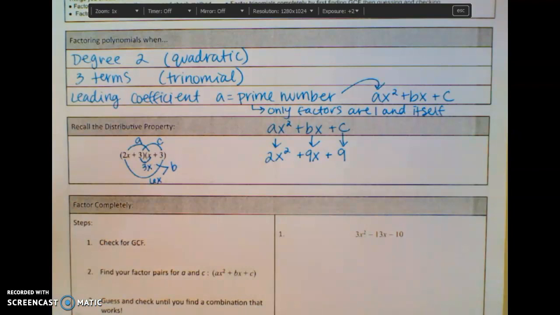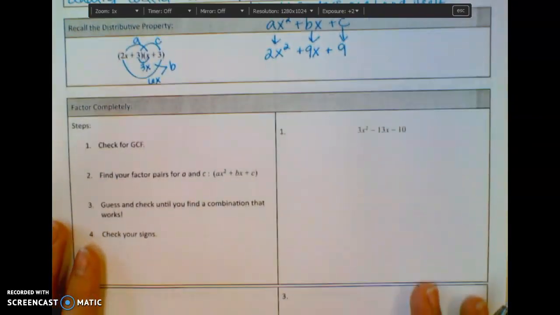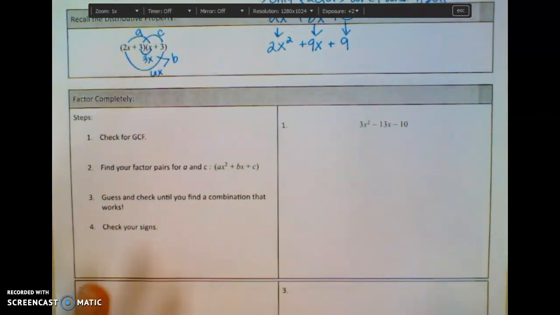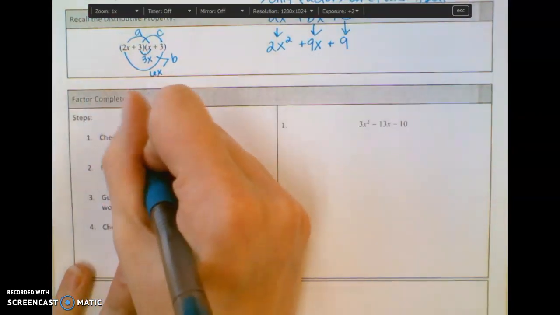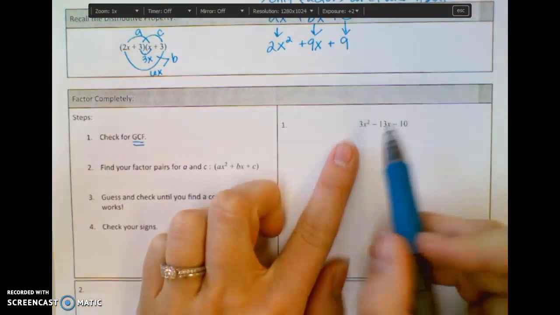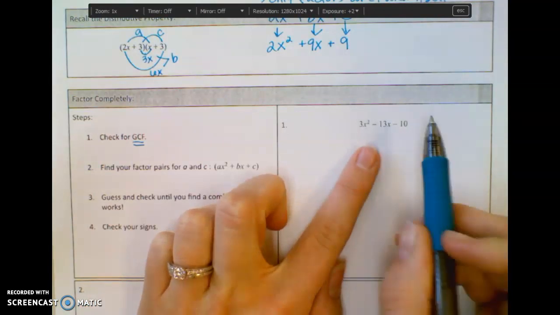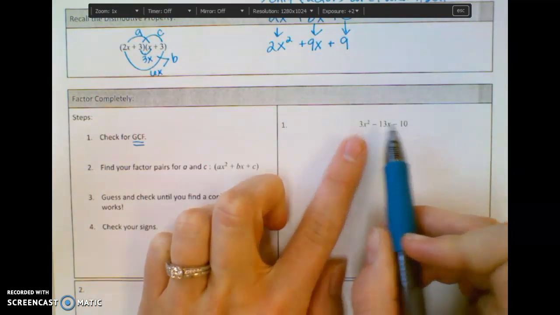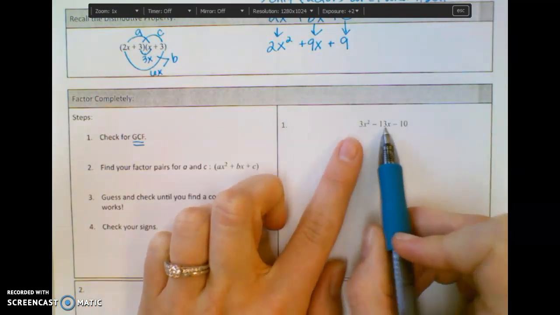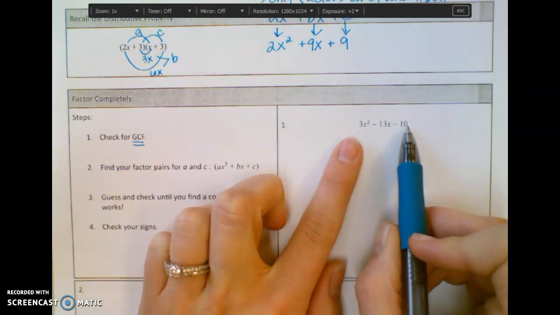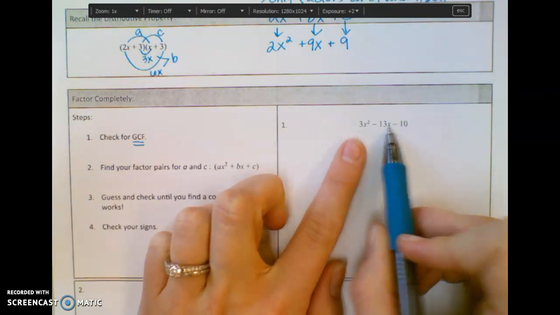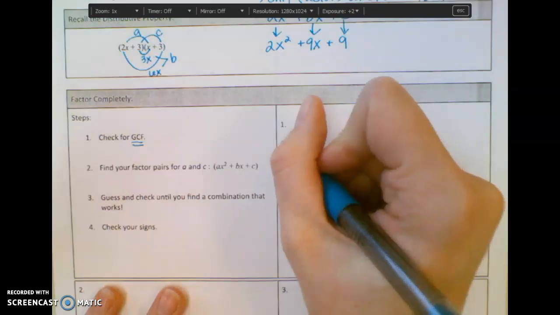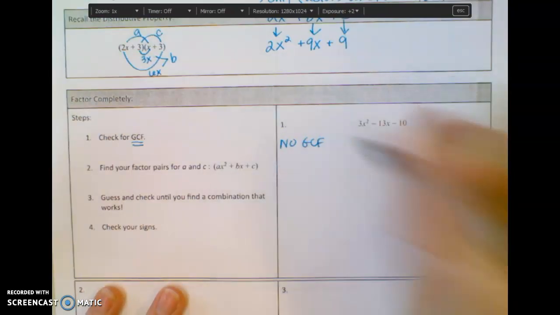So, factoring completely when A is prime. Well, the first thing that we will always do is check for a GCF. So let's do that. 3x squared minus 13x minus 10. Is there anything I can take out of 3, 13, and 10? No, nothing in common, and there are no x's in common. So on this one, there's actually no GCF.